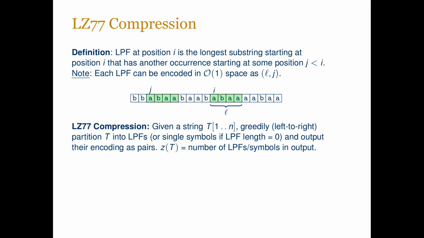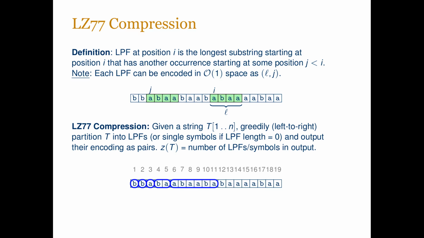The LZ77 compression is defined as follows. Given a string t of length n, we greedily, that is, left to right, partition it into LPFs, or single symbols if the LPF has length 0, and then output the encoding of each LPF or single symbol as a pair. By z(t), we denote the number of pairs in the output. In the example, suppose we have already partitioned this string up to position 11. At this point, we take the LPF at position i, which in this case is a substring of length 3 starting at position i, with an earlier occurrence at position 7, and encode it in the output as a pair of integers containing the length and the position of the earlier occurrence.